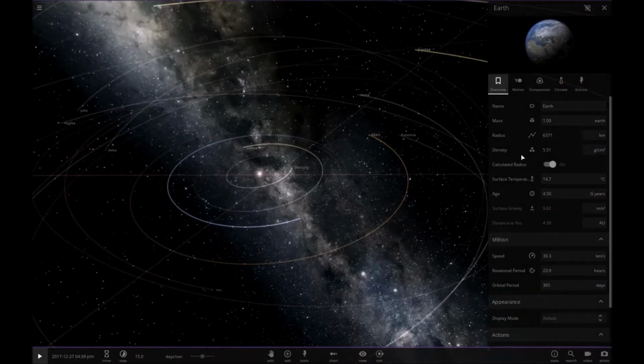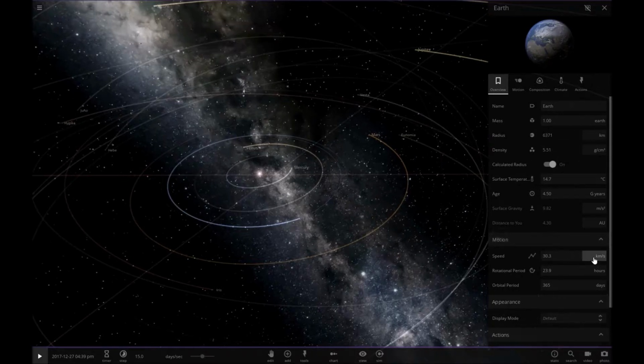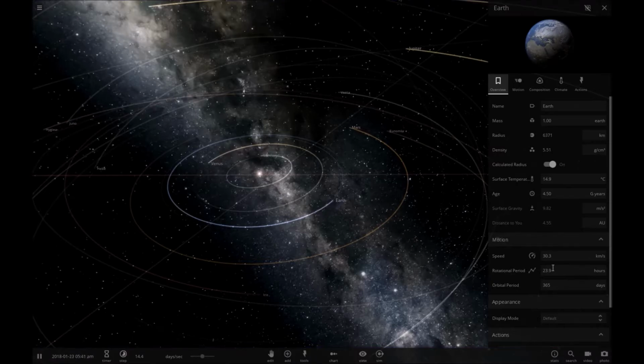We can see here it gives a lot of information, like it'll give us the mass that the Earth weighs, well, the equivalent of one Earth, because it is the Earth. We can come down here and it'll give us the speed, about how quickly it's traveling. We've got the orbital period, how many days it takes to orbit the sun. So right now the standard, one Earth, is about 30.3 kilometers per second. It takes 365 days. So let's just play it a little bit and see what happens.